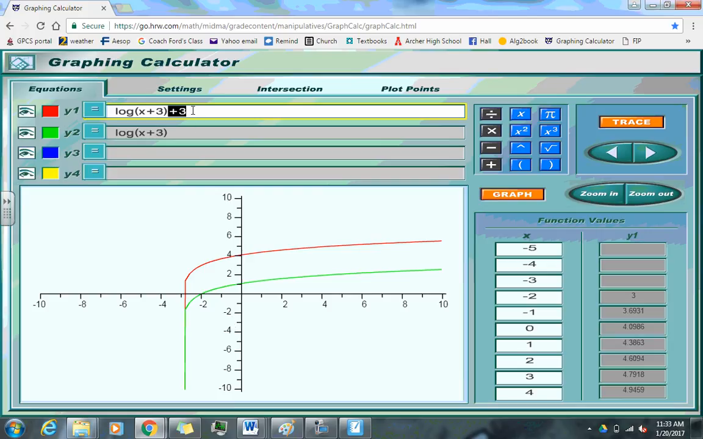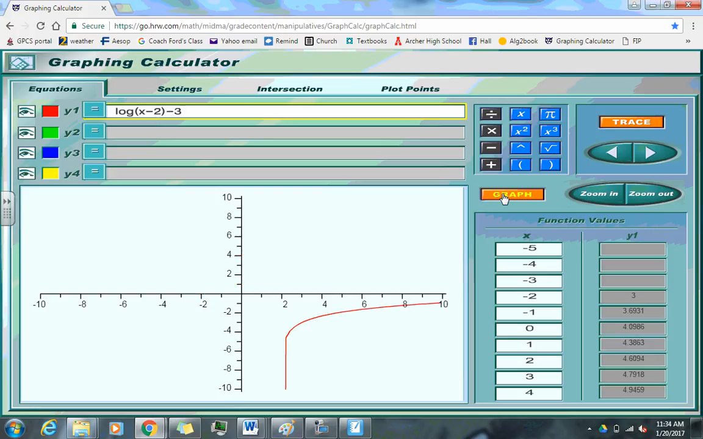All right. So let's say if I decided to change it up a little bit. Let me clear that out. So let's say if I say x minus 2 minus 3. Well, the transformations is x minus 2, it should be 2 units to the right. The minus 3 should be 3 units down. So let's see what happens when I hit graph. There it is. 2 units to the right, and it shifted down 3 units.